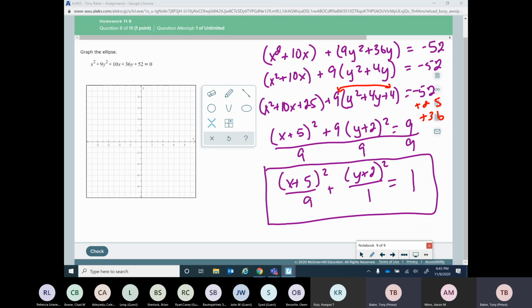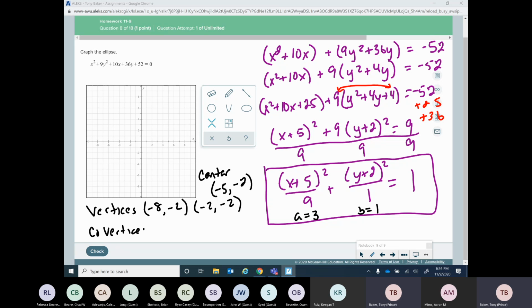Now, from there, I need to find my center, my vertices, and my co-vertices. So my center is -5, -2. My vertices, my A is 3, and my B is 1. So I'm going to add or subtract 3 from the x. So I get -8, -2, and -2, -2.